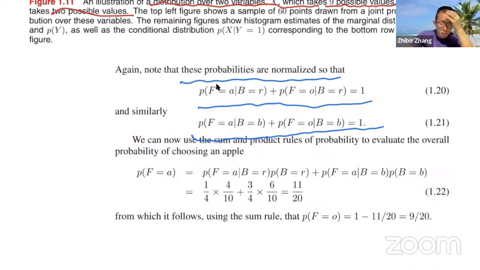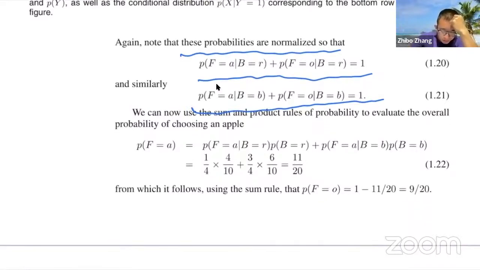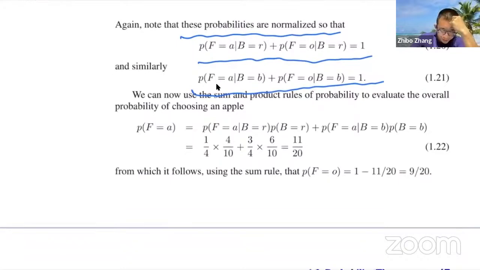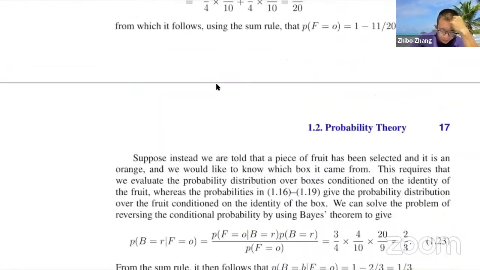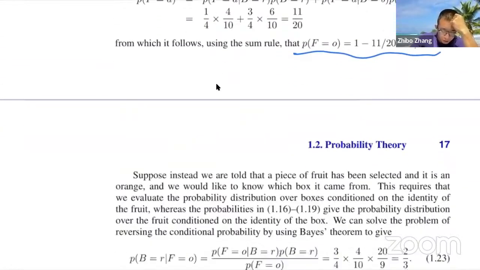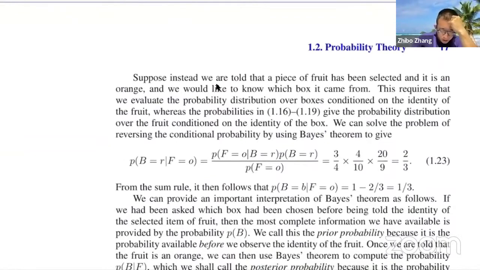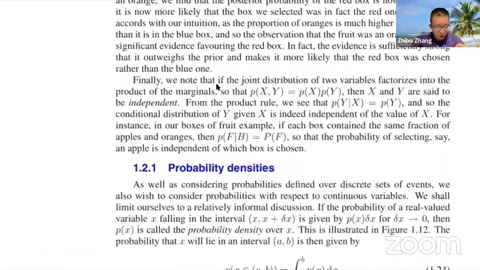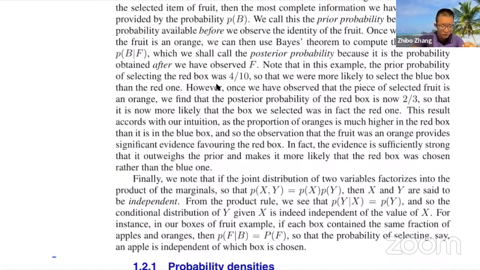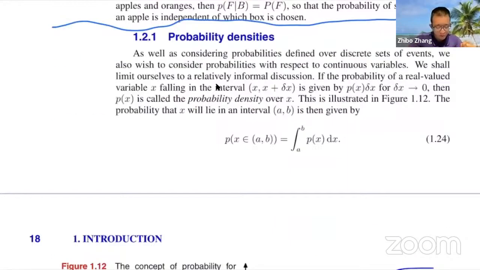We can now use the sum and product rules of probability to evaluate the overall probability of choosing an apple, from which it follows using the sum rule, we can get this, which is straightforward, right? Let's finish this part and then we take a break, okay?